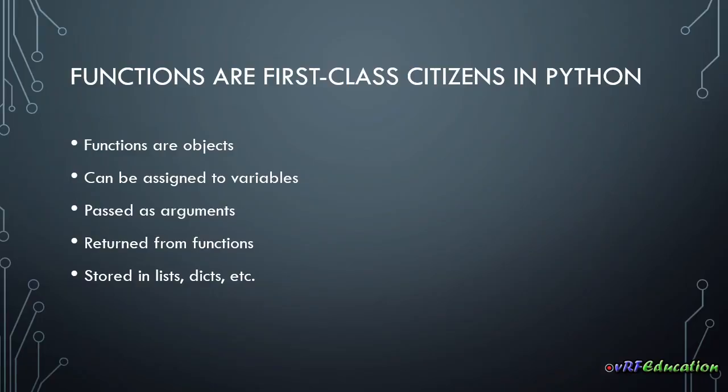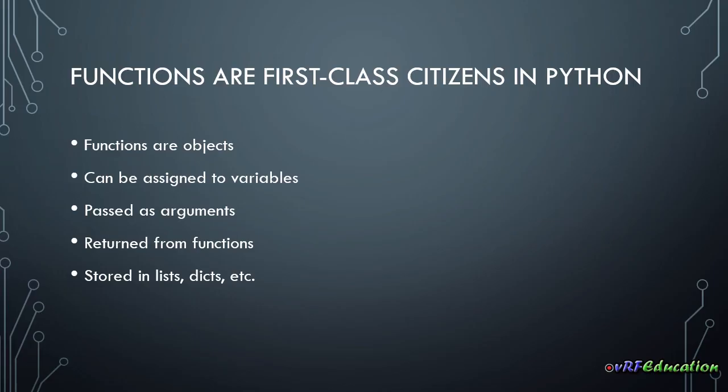Before we dive deeper into decorators, it's important to understand that in Python, functions are first-class objects. This means that functions are treated just like any other object. You can store them in variables, pass them as arguments to other functions, return them from functions, and even store them in data structures like lists or dictionaries. This flexibility is what makes decorators possible, because we can pass and return functions just like data.